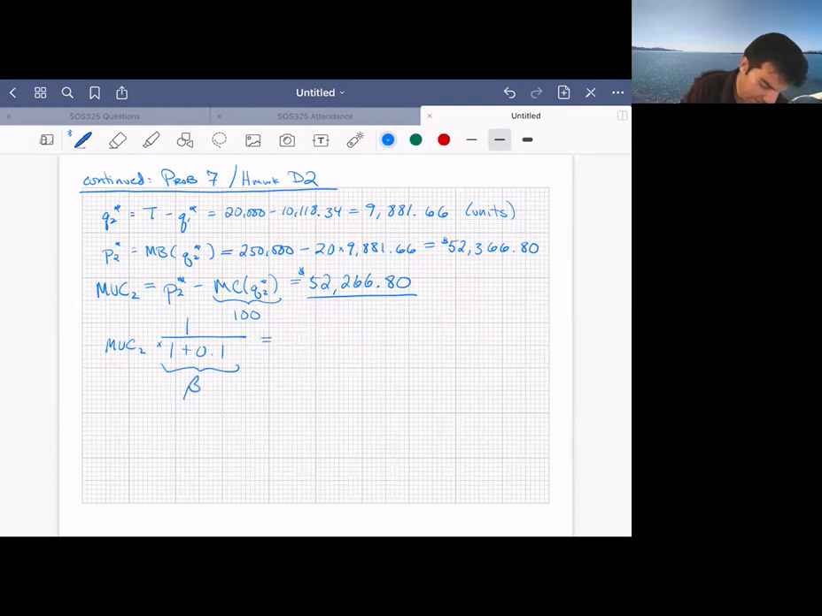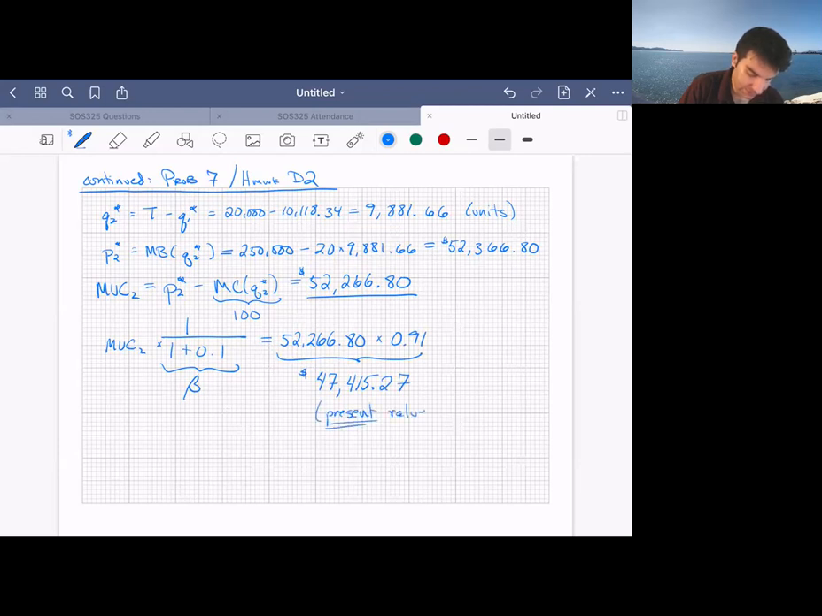And so that gives me 52,266.80 times the whatever that was, 0.91-ish. And this here ends up giving me 47,415.27. And so this is the present value of the marginal user cost from year 2.